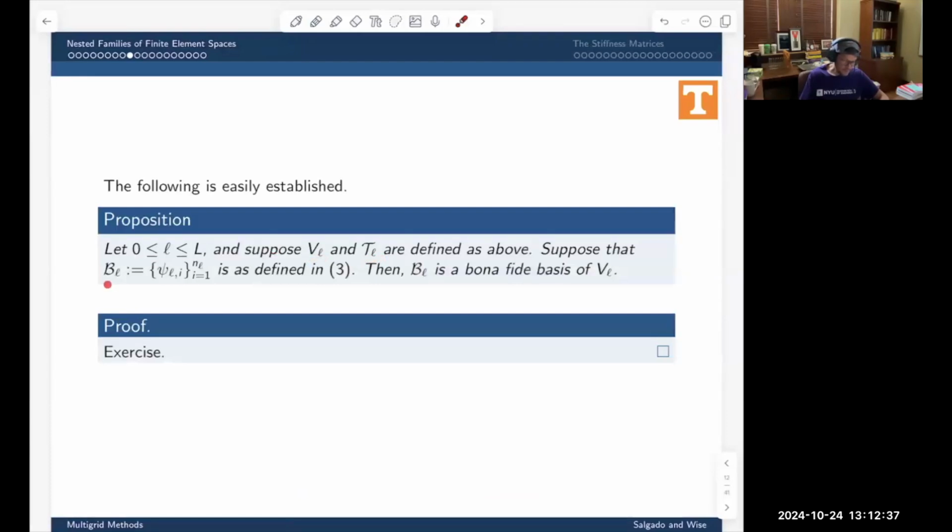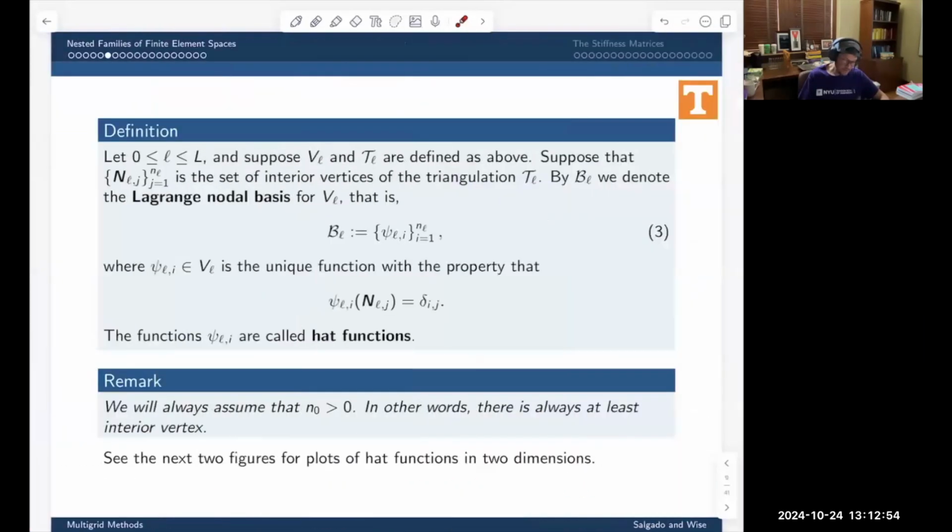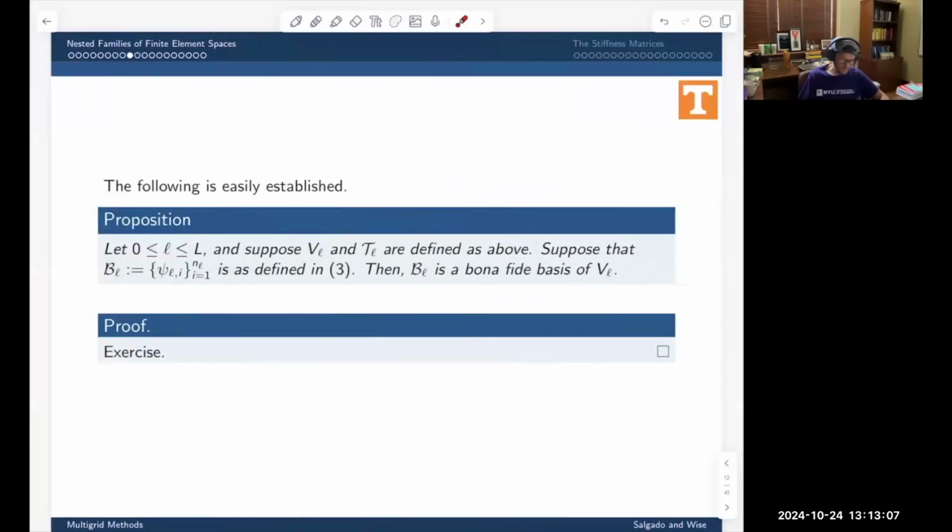And suppose that B_L is that basis defined in 3, where N_L is the number of interior vertices. Then B_L is a bona fide basis of V_L. So it really is a basis. We started off by calling it the Lagrange nodal basis for V_L. That's a little bit of a premature definition because we don't know if it is actually a basis, but it turns out with this proposition that it actually is a basis.